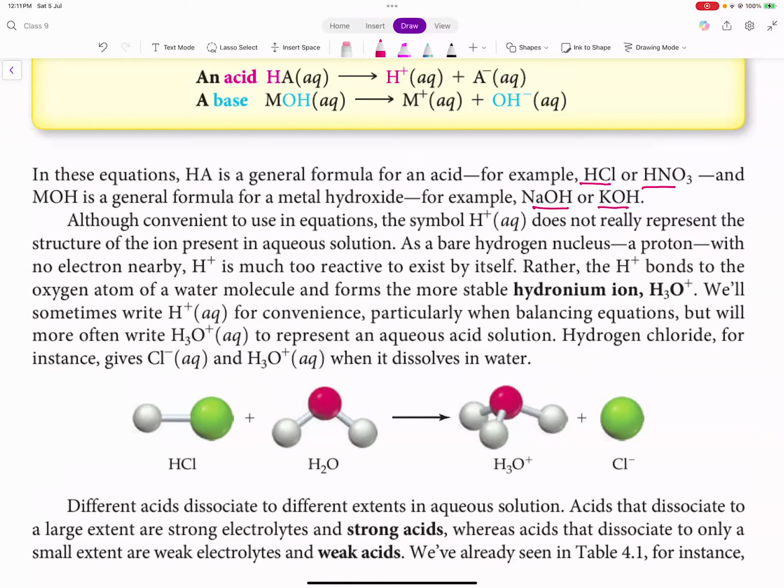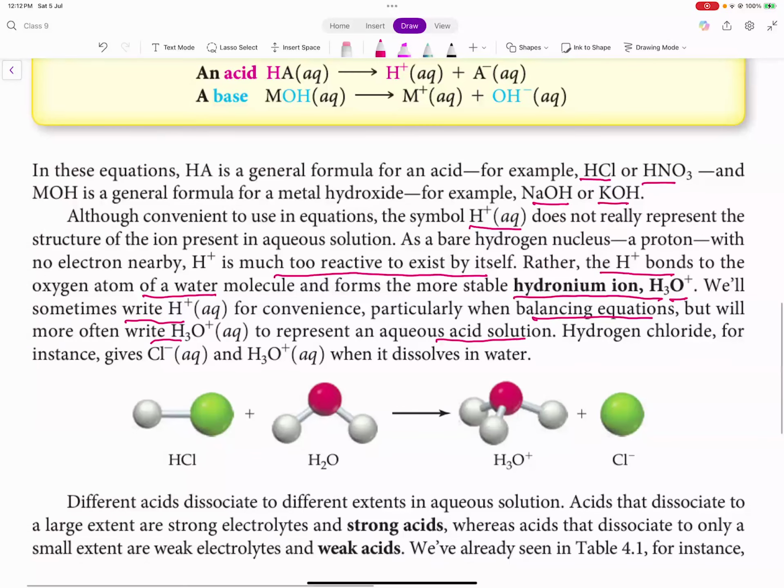So H plus aqueous does not really represent the structure. Actually, what is happening is H plus is much too reactive to exist by itself. So H plus forms a bond with the oxygen atom of a water molecule and it forms a stable hydronium ion. So in water, acid does not exist as H plus, but exists as hydronium ion. So we will sometimes write H plus aqueous for convenience, particularly when balancing equations, but we will more often write H3O plus aqueous to represent an aqueous acid solution, okay.